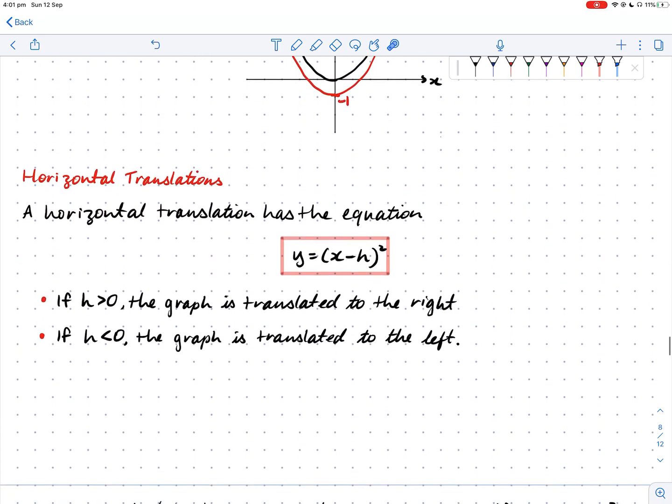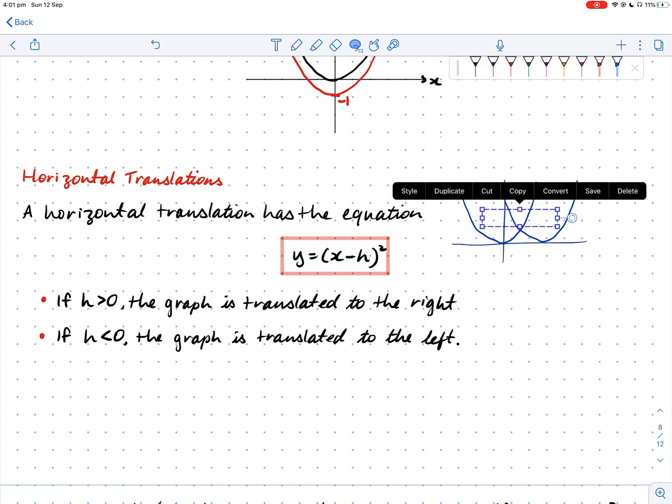We're going to also look at horizontal translations. Horizontal shifts means that we're going left and right. So if I start with a parabola here, what I want to do is copy this parabola and move it this way or that way. So that's the directions that we're going for this section.